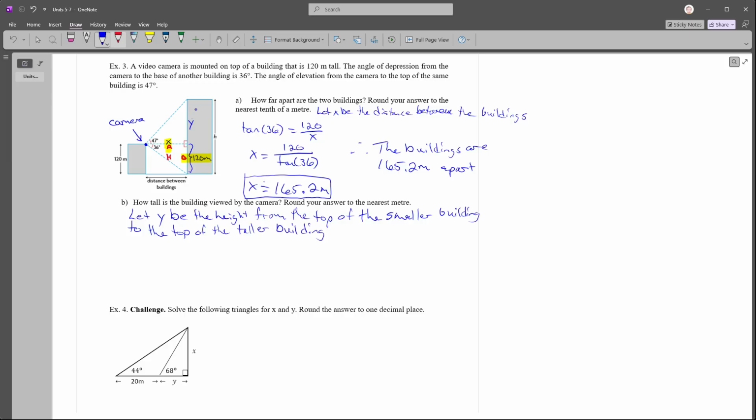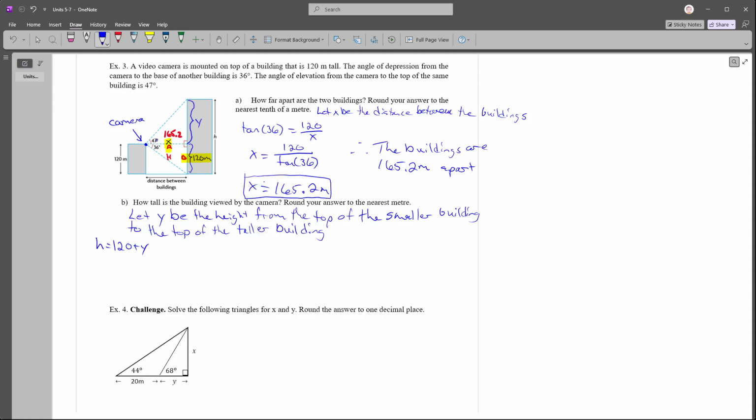So what does this mean? That means that the distance here from the top down to here is going to be our y component. So what is h? h is 120 plus y. So we know that h is equal to 120 plus y. But I've got to calculate y. Can I do that? I can, because I have an angle and I just finished calculating x. So I now know that that value is 165.2.